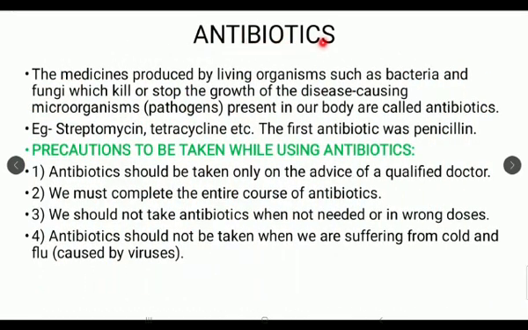So what are antibiotics? The medicines produced by living organisms such as bacteria and fungi which kill or stop the growth of the disease-causing microorganisms or pathogens present in our body are called antibiotics. Examples: streptomycin, tetracycline, etc. The first antibiotic was penicillin.